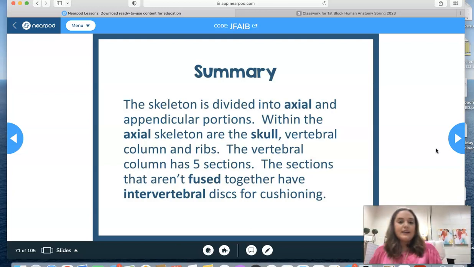Alright guys, so that is our lesson today on the vertebral column. By now you should know the bones of the skull, and we will have a quiz over those tomorrow. You should also know the vertebral column and the sections of the spine.